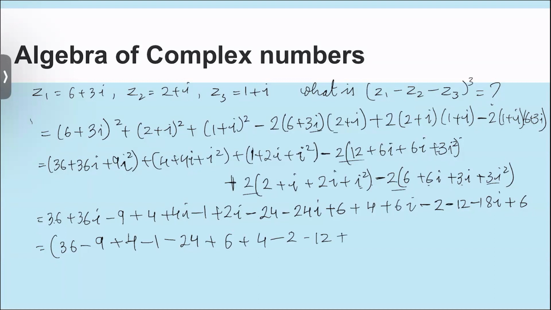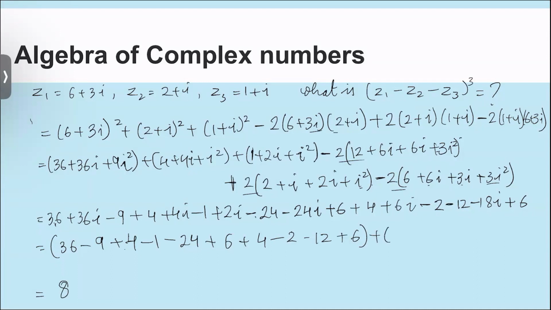Okay, so let's check if we've written all the terms. So 36 minus 9 plus 4 minus 1 minus 24 plus 6 plus 4 minus 2 minus 12 and plus 6. Okay, so we've written all the real terms on one side. I'll just quickly solve this and write it down. So this comes to 8.